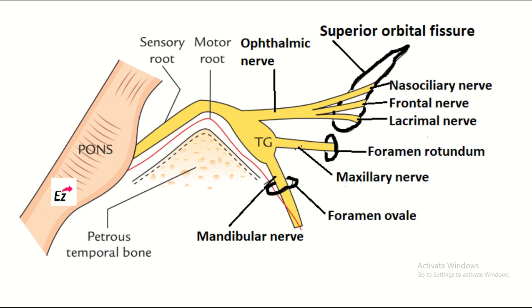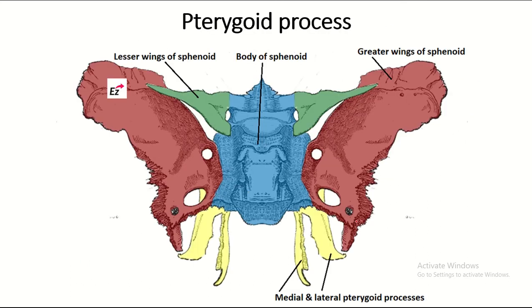The maxillary nerve is a sensory nerve of the trigeminal nerve. It passes through the foramen rotundum. And the mandibular nerve is a mixed nerve, so it passes through the foramen ovale. This is the foramen spinosum. It transmits the middle meningeal artery.